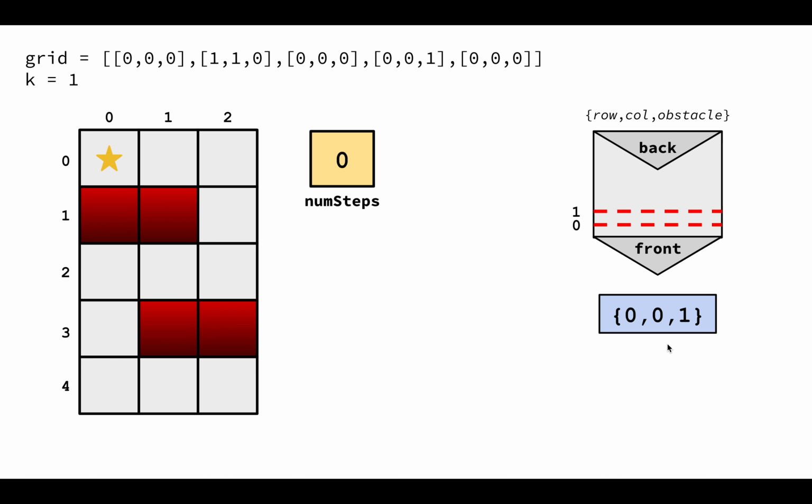So now we move on to 3 steps. And again, we just increment to now indicate that we are 3 steps away. So it'll take 3 steps to explore any of these squares. And then we just keep processing.